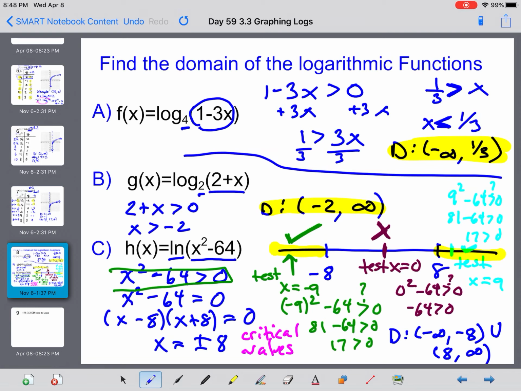So if this part C was a little bit crazy, don't worry, we will do a full day with interval testing as part of our calc prep at the end of the semester. But there it is. There's graphing logarithmic functions and looking a little bit at their domains.